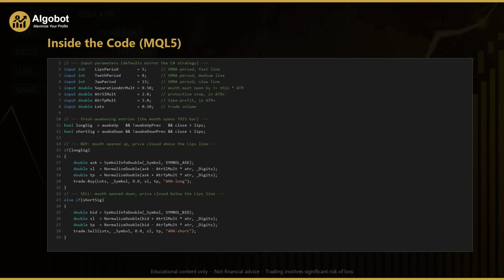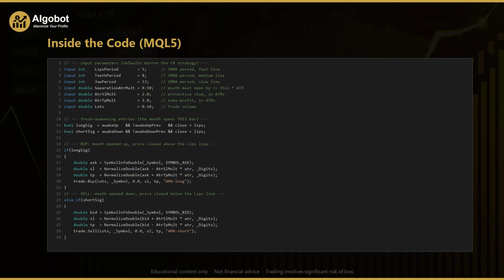That's the code confirming the up mouth opened fresh on this bar, and that price agreed by closing above the fastest line. The short signal, short sig, is the exact mirror. A wake down is true, a wake down prev is false, and the close is below the lips line.